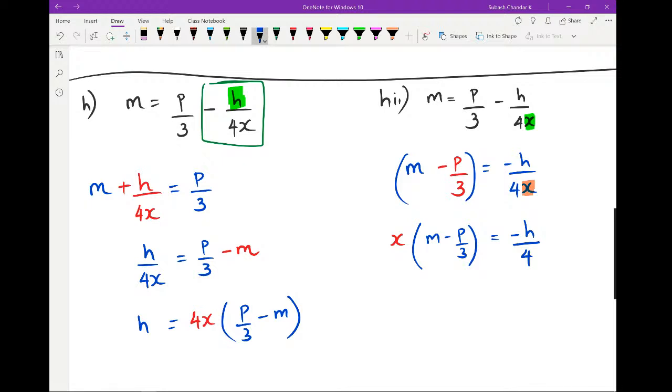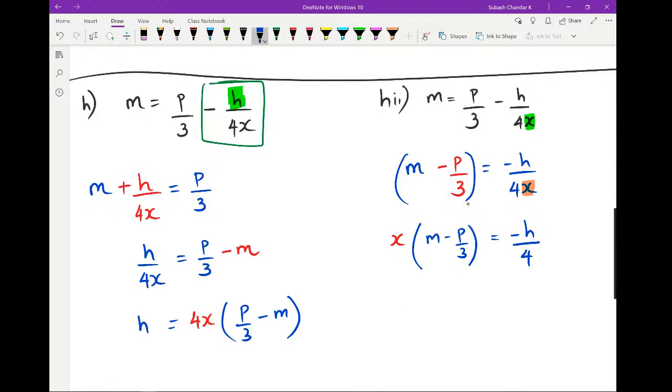How come we would bring the p over 3 instead of h over 4x? Campbell, you could have done h over 4x as well. It doesn't matter, but what I'm trying to show you guys is that with rearranging equations, you can do it multiple different ways. You can do multiple ways to actually try and get x by itself. I'm just showing you guys different ways in which you can actually get x.